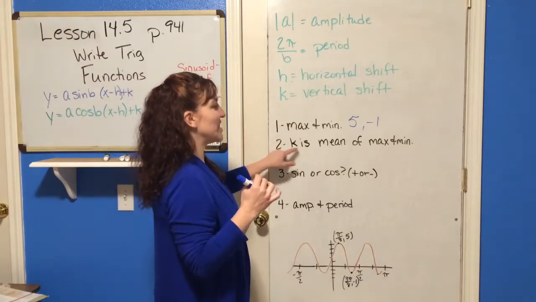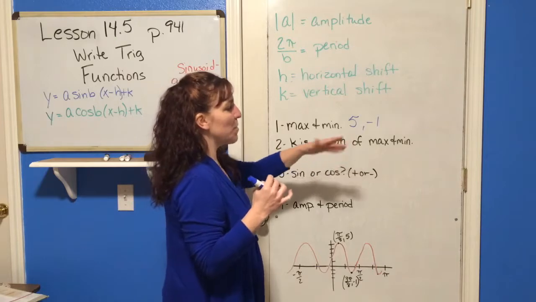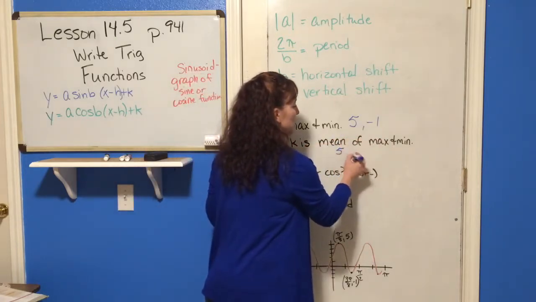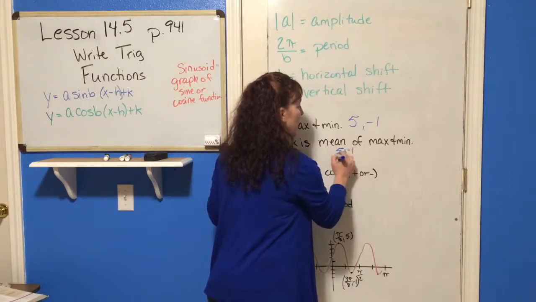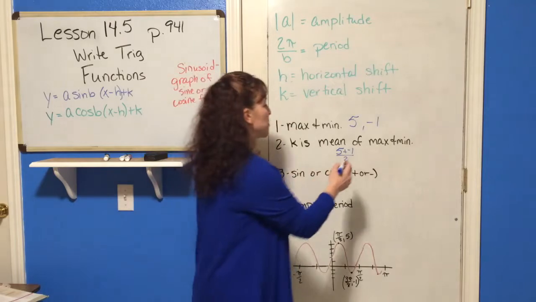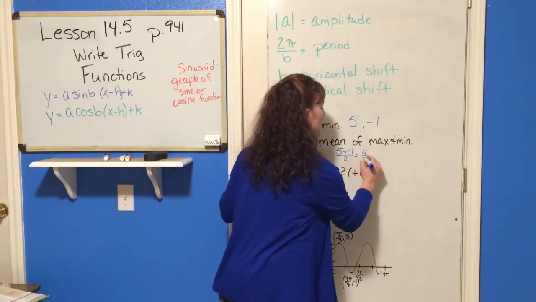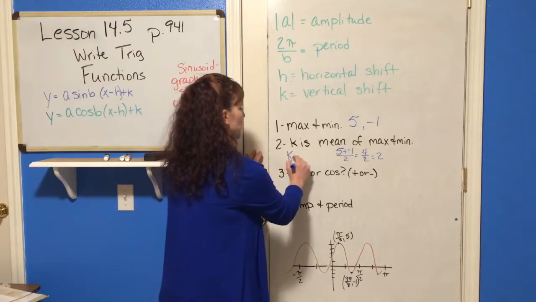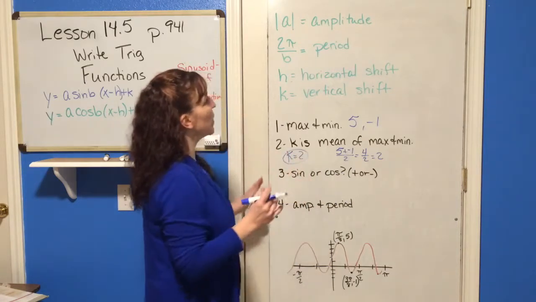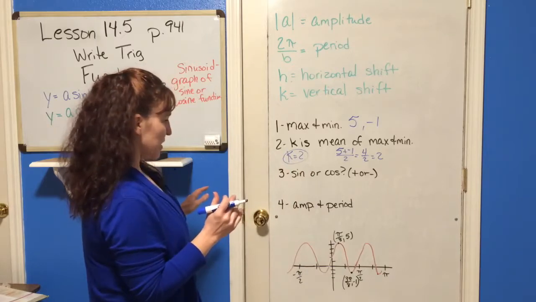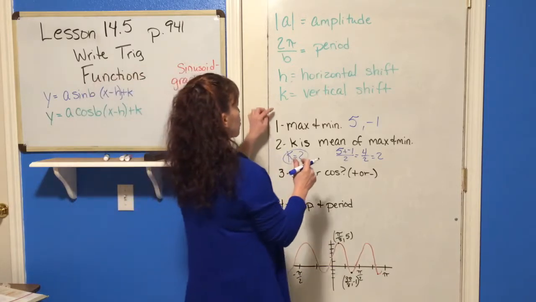The vertical shift is the mean of the minimum and maximum. So we take the minimum and maximum, the 5 plus a -1, and we add them and then divide by 2. 5 minus 1 is 4, divided by 2. So k equals 2. So already we have one part of our function. Let's just write it right here.